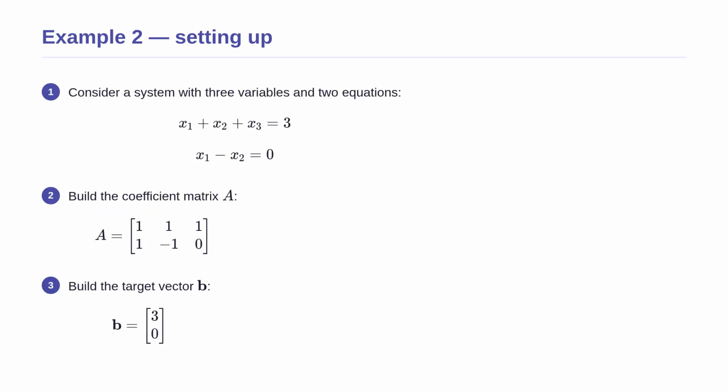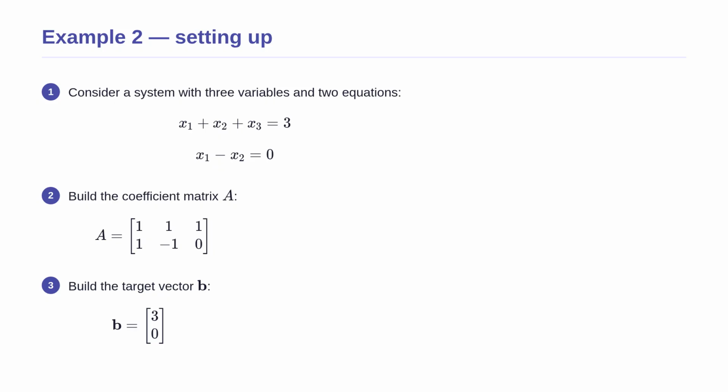Now that we have seen a simple case, let us try a slightly harder problem with 3 variables and 2 equations. Suppose we have the system x1 plus x2 plus x3 equals 3 and x1 minus x2 equals 0. We have 3 unknowns but only 2 equations. So this is again an underdetermined system with infinite solutions.